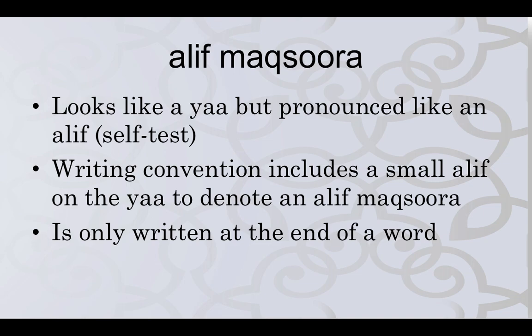In most written conventions of the modern writing of the Quran, it includes a small alif on the ya to denote that it's an Alif Maqsoora, that it should be pronounced like an alif, not like a ya. And it is only written at the end of a word, it does not take any other form. So the Alif Maqsoora only has a final form. It does not have an initial, medial, or isolated form.